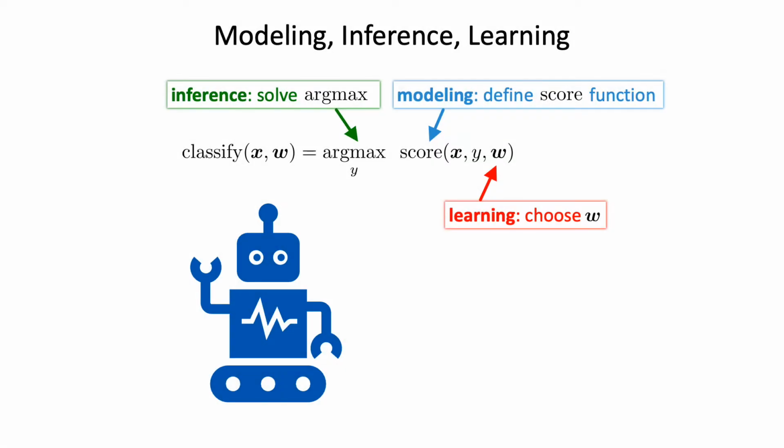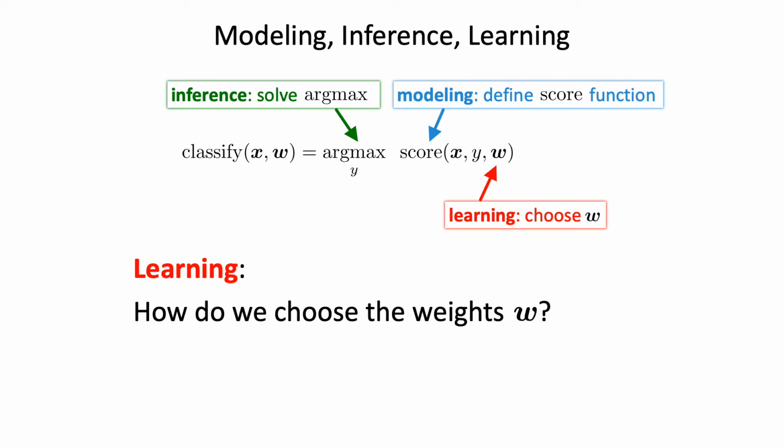In the last two videos, we've talked about this classifier framework for text classification and about modeling, focusing on linear models. This video will focus on learning. Given that we have a way to define a score function, learning is about using data to choose weights.